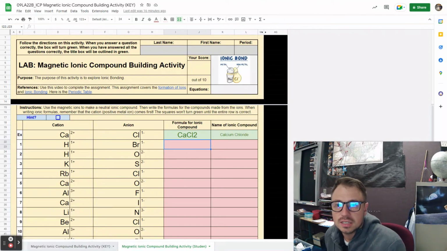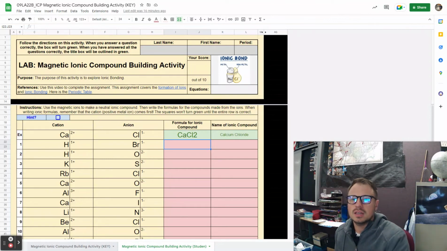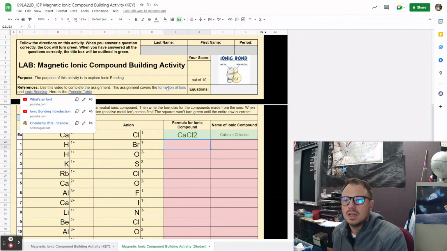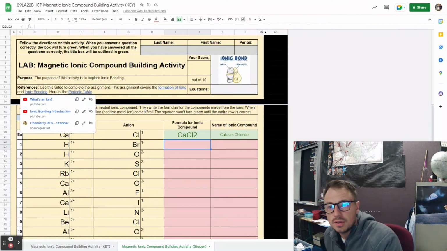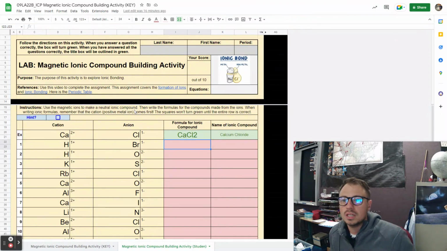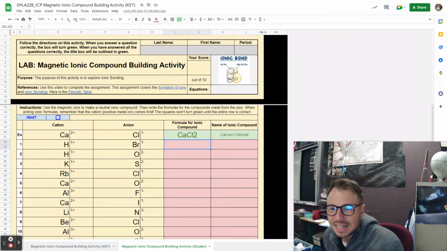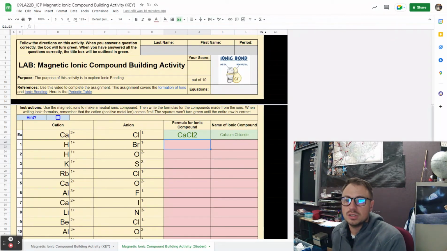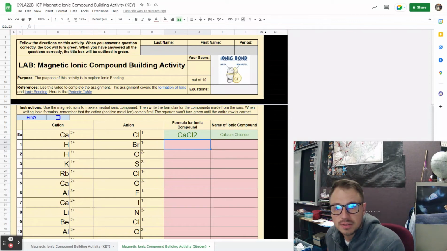There is the formation of ions, ionic bonding, and of course a periodic table, if you need this. So let's look at the instructions. Use the magnetic ions to make a neutral ionic compound. Then write the formulas for the compounds made from the ions.